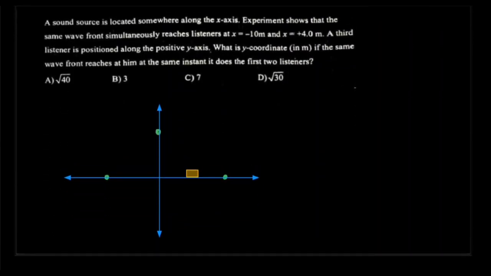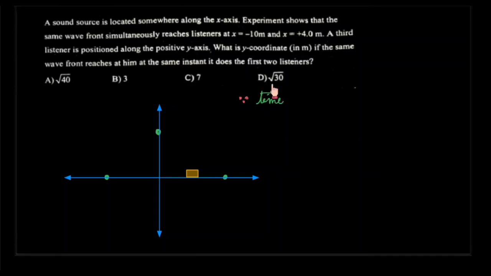So the question is, a sound source is located somewhere along the x-axis. Experiment shows that the same wave front simultaneously reaches the listeners at x equal to -10 and x equal to +4 meter. So simultaneously means the time is the same. Therefore it is reaching simultaneously. One second. Since it is reaching simultaneously, right, the time is the same.